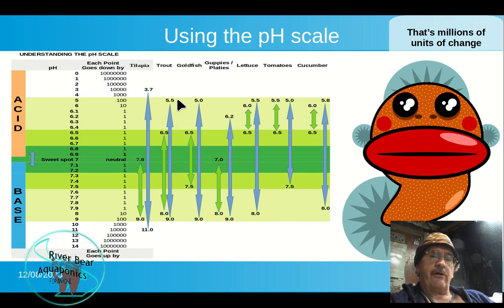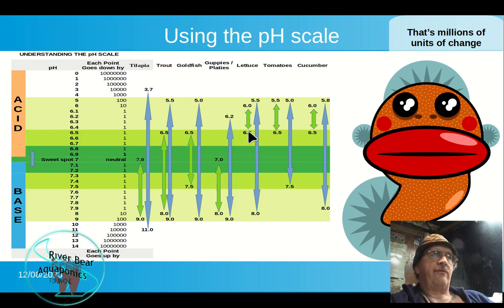Trout don't have nearly the range tilapia does. Goldfish, a little bit narrower as far as where they're actually really happy. Guppies, which is one of the ones I use. I use guppies over here off to my left side, maybe your right side where you're looking. They have a fairly narrow pH range. They're happiest in a very basic solution between 7 and 8.